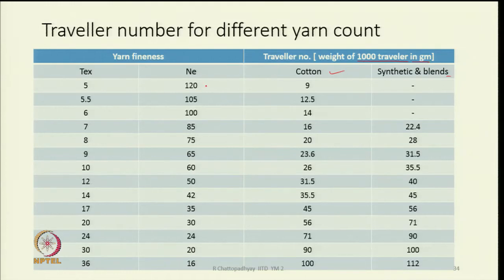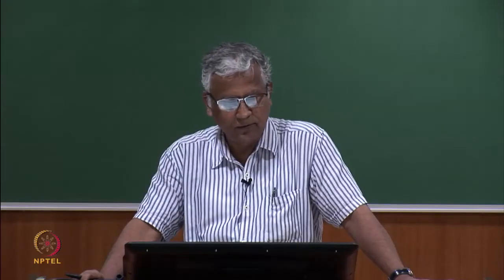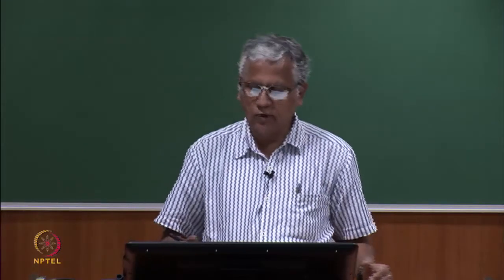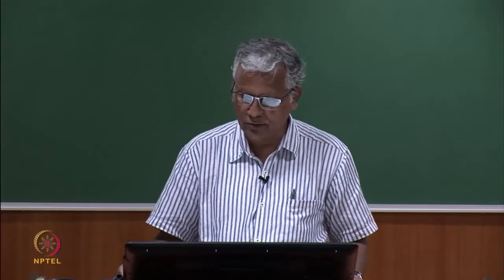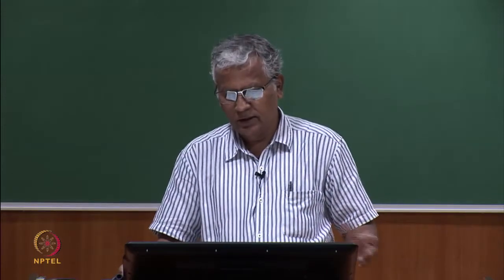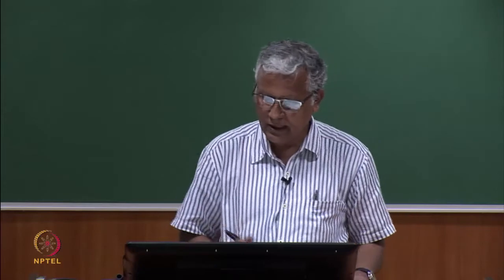So, when the yarn is fine, 120, the number is less. As you go down, the yarn becomes coarser and the traveler numbers become more and more. So, traveler becomes heavy. So, this is a guideline which can be followed while we are trying to select the traveler for a given count, but some adjustment is required because it also depends upon the type of spindle speed that we are going to choose, the diameter of the ring, and the quality of fiber being used, but this is just a guideline.